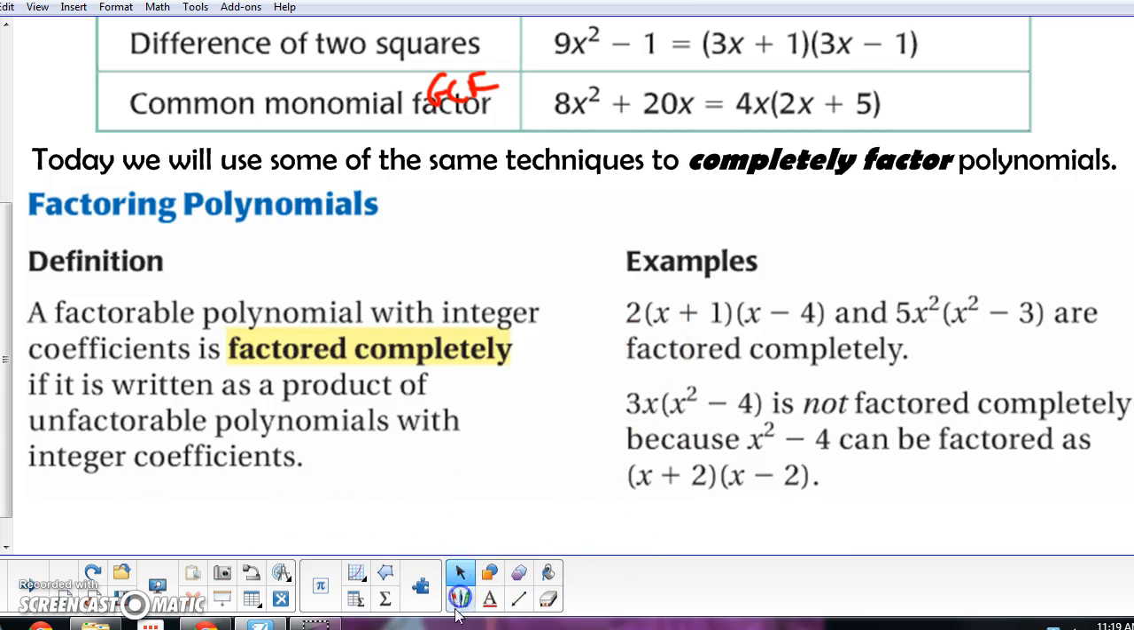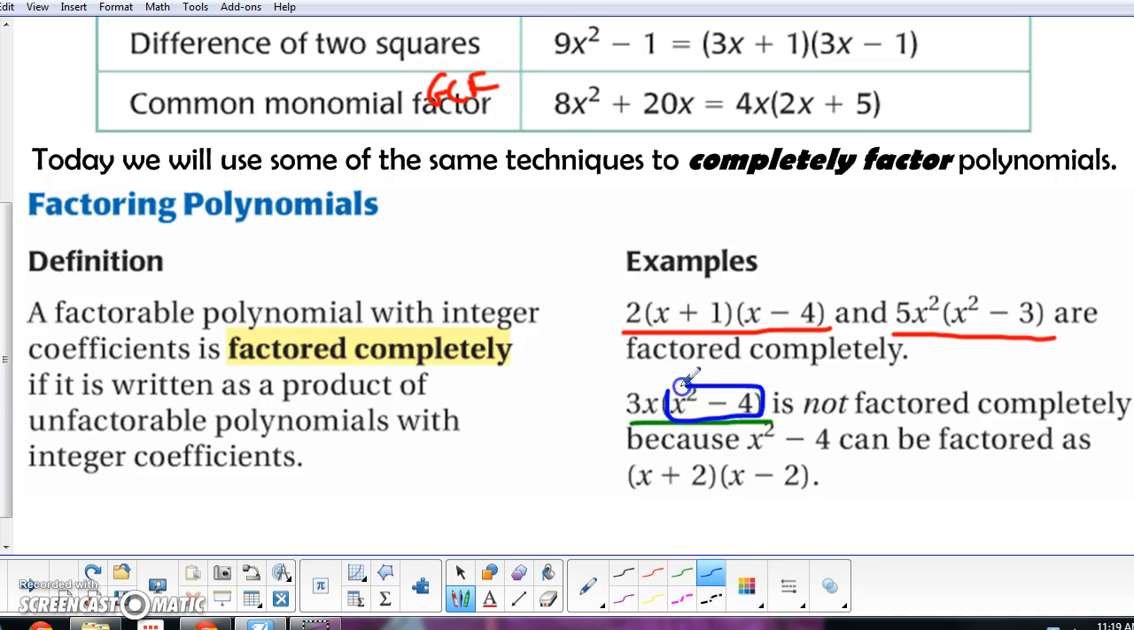This example here, 2x times x plus 1 times x minus 4, is factored completely. None of these can be factored any further. Same goes for this expression here, 5x squared and x squared minus 3 can't be factored any further. But this expression can be factored further because of the x squared minus 4. I could factor that further into x plus 2 times x minus 2 using the difference of squares factoring pattern, something that will show up fairly often. So let's continue by going to our next page.